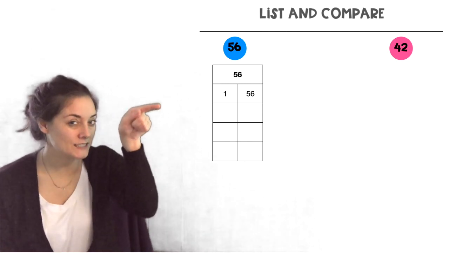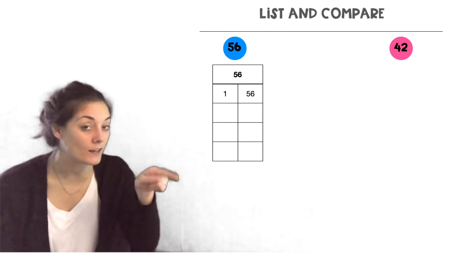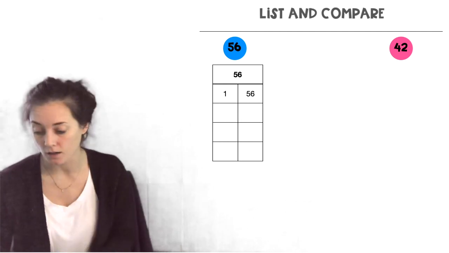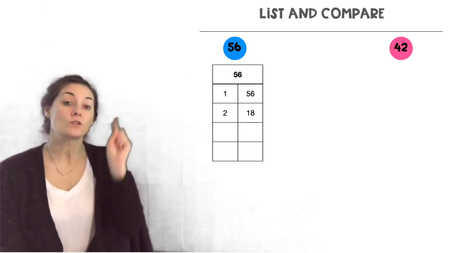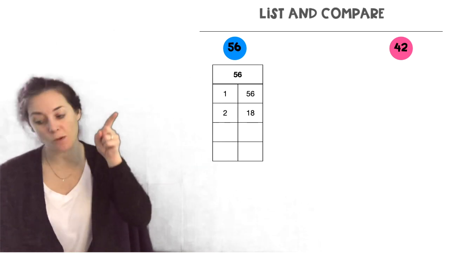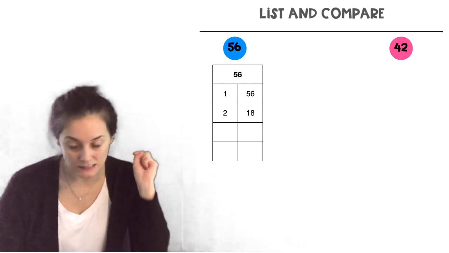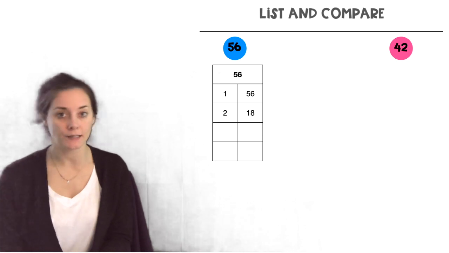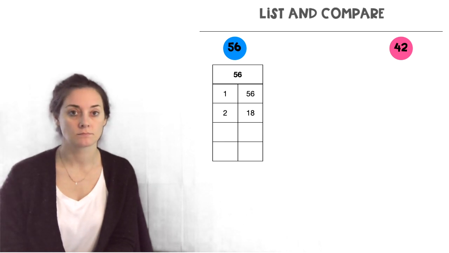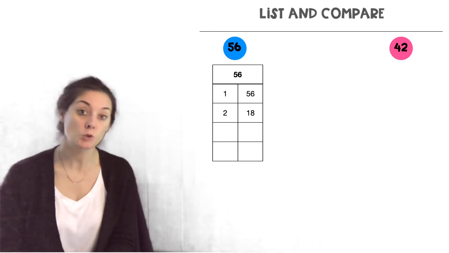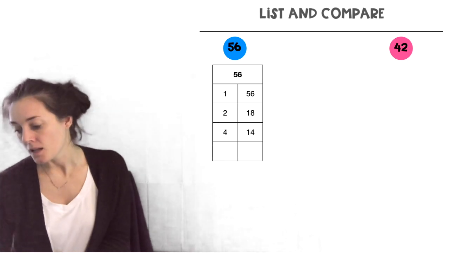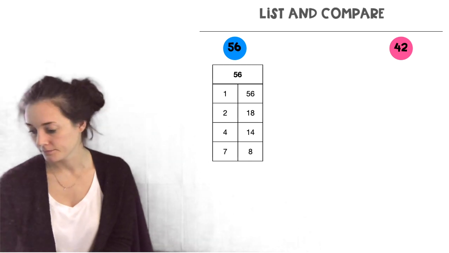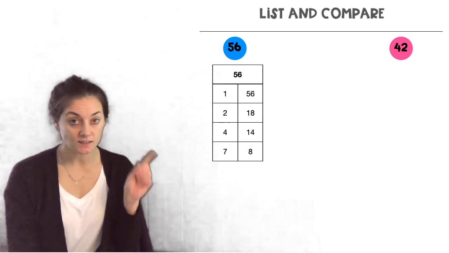Then I start listing down the counting numbers on the side here and deciding, is 56 divisible by this number? So 2, yes. 56 is divisible by 2, and it is 28. Typo, 28. Is 4? Yes, 14. And how about 7? Yes, 8.